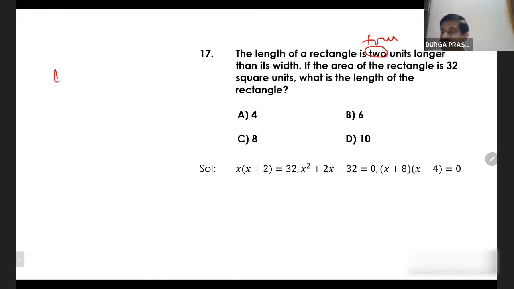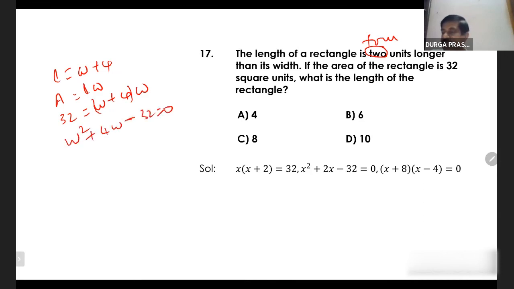Then you'll get length equal to W plus 4 and area equal to length into width. So area 32 is W plus 4 into W. So you'll get W square plus 4W minus 32 equal to 0. So you can write this as W plus 8 into W minus 4 equal to 0. So W equal 4, so L equal to 8. So the length of the rectangle is 8, which is option C.